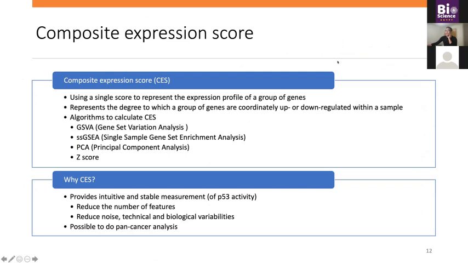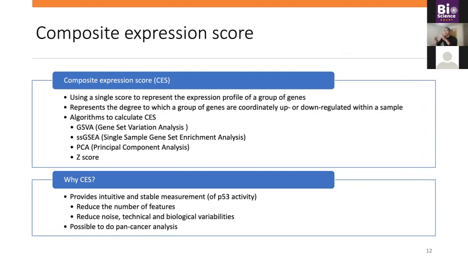So then, for each cancer type, we have a list of P53 target genes. We don't want to use all these genes individually. Instead of using each gene as a feature to train the model, we calculated a composite expression score. A composite expression score means you use a single score to measure the expression of a group of genes.